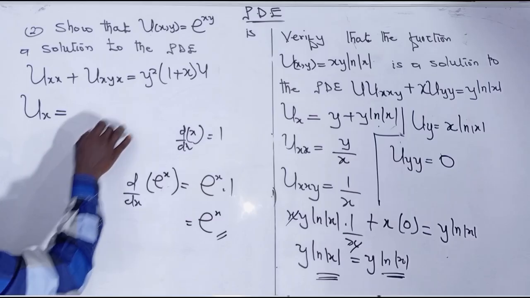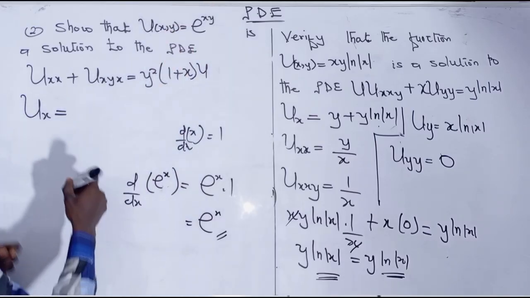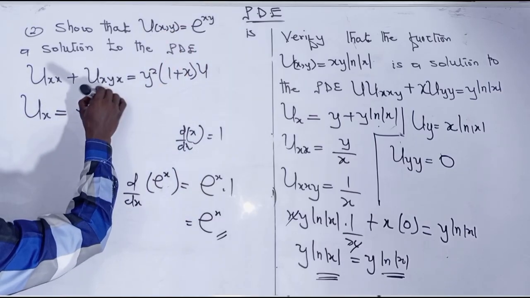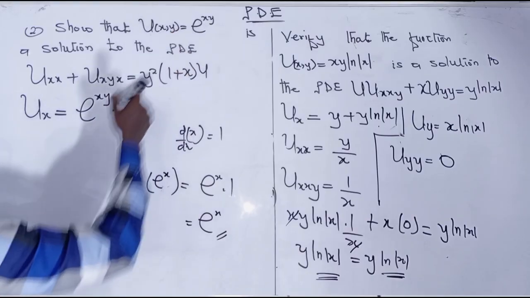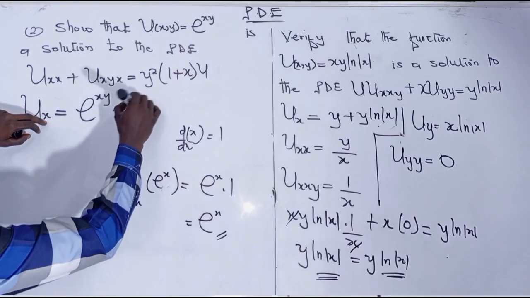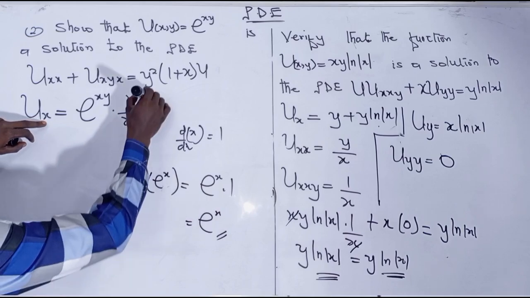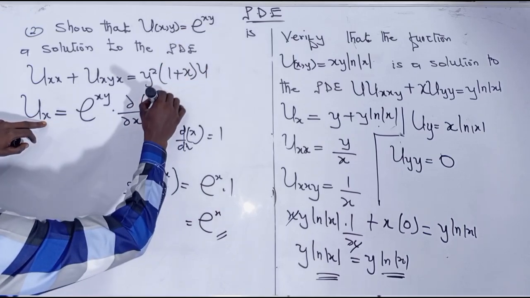Apply the same concept here. We are going to repeat the function. So the function is e exponent xy. Then we multiply it by the derivative of the exponent with respect to x. So we have the dx of the exponent, which is xy.